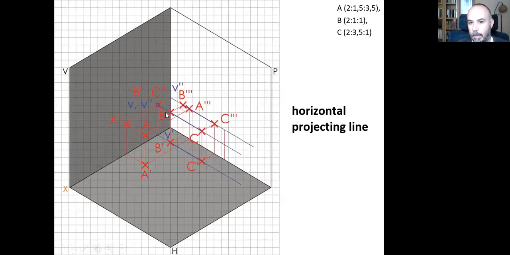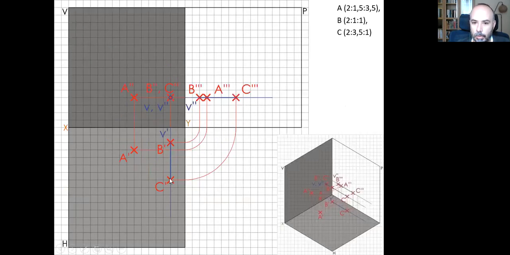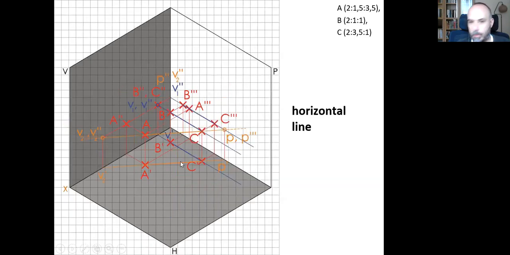Let's start by combining B and C. And when we draw this line, we see that it's a horizontal projecting line that we have learned earlier. And here, at this point, we see the trace of this line and its projections. So we can draw it like this. Here, it's the trace and its second projection. At this point, it's the third projection. And here we see its first projection.